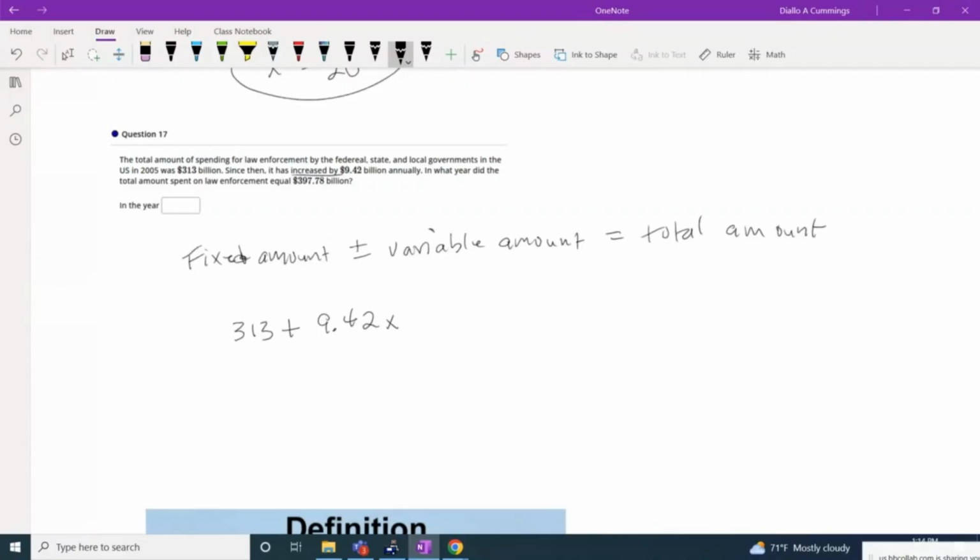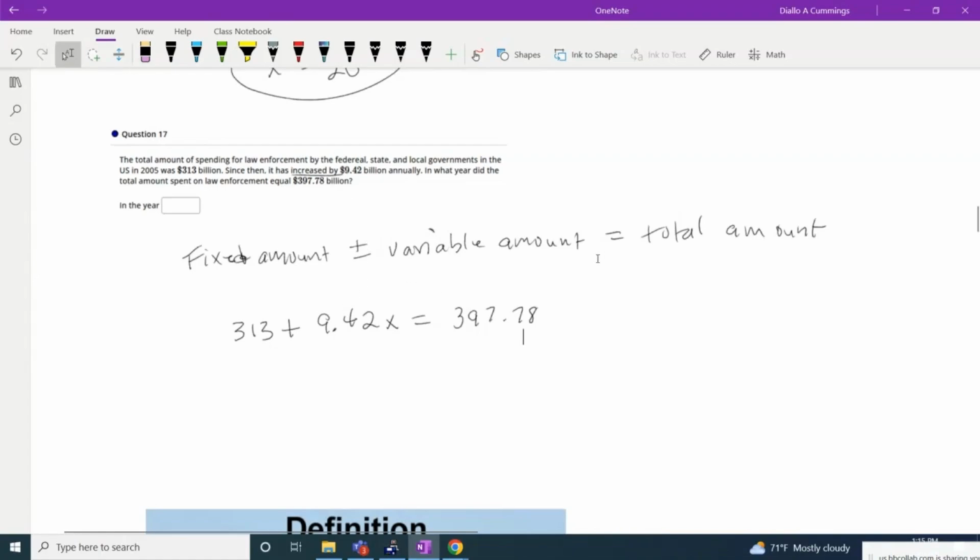So we have 313 plus 9.42x, and we're going to set that equal to the total amount that was spent on law enforcement, which was 397.78 billion. Right? So that kind of fits this equation. And this is called a cost equation. Sometimes it can be a profit equation. It's all based on the situation. But you should have a fixed amount. That's something that can't change. That's that 313.